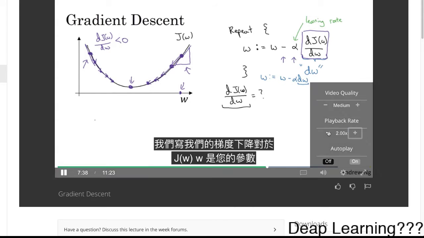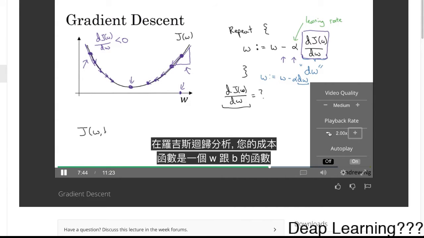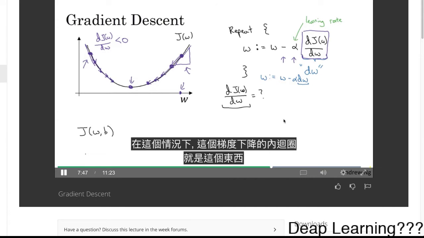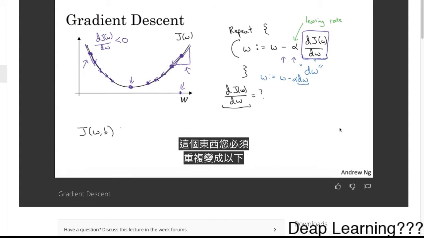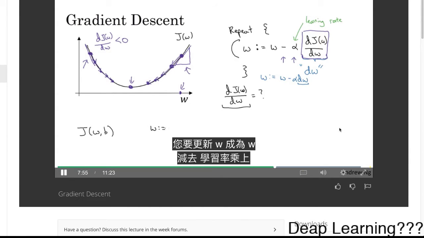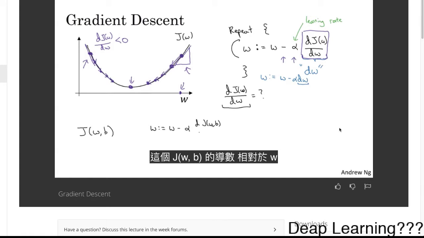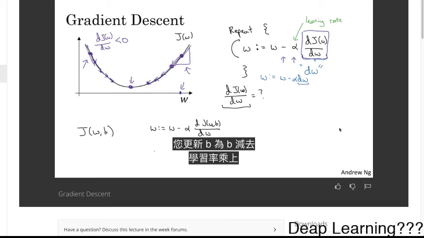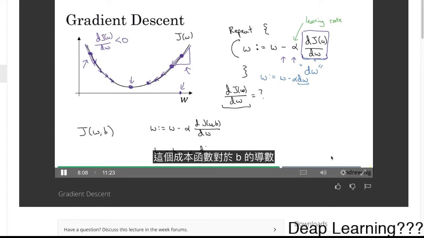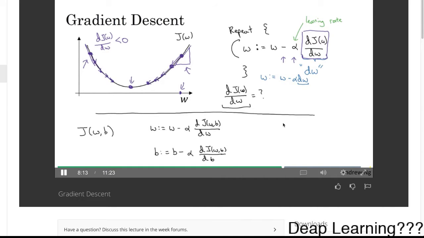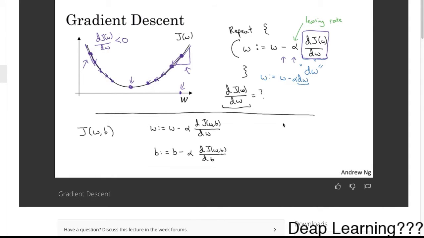So we wrote our gradient descent for J of w if only w was your parameter. In logistic regression, your cost function is a function of both w and b. So in that case, the inner loop of gradient descent, the thing you have to repeat, becomes as follows. You update w as w minus the learning rate times the derivative of J of w, b with respect to w, and you update b as b minus the learning rate times the derivative of the cost function with respect to b. So these two equations at the bottom are the actual updates you implement.